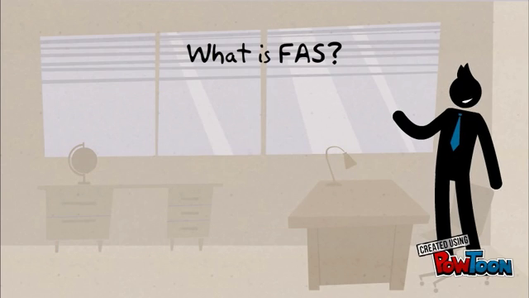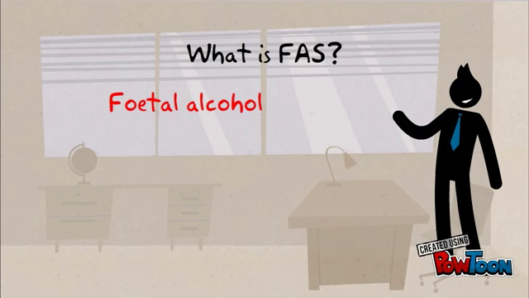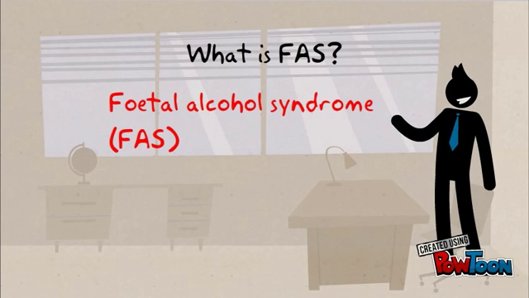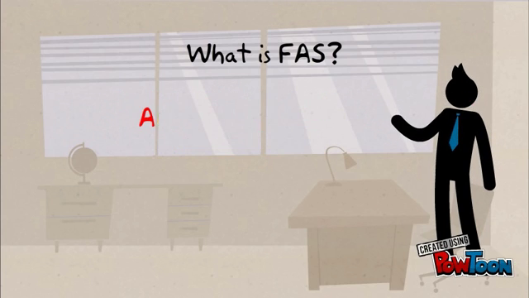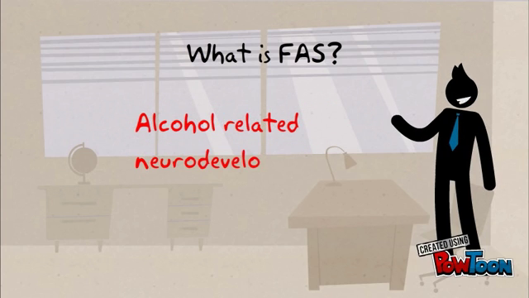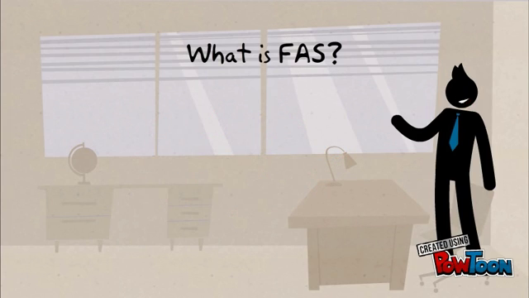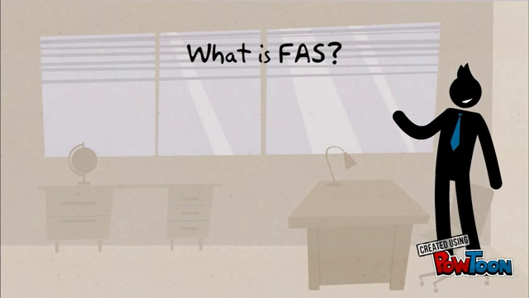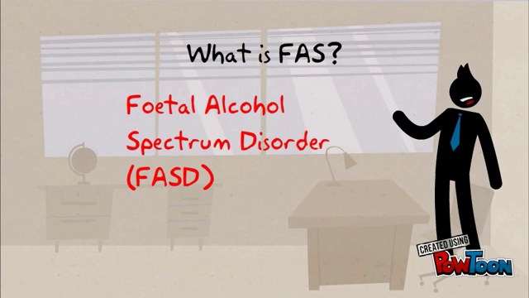In Australia, the medical diagnoses associated with fetal alcohol exposure include fetal alcohol syndrome, FAS, partial fetal alcohol syndrome, PFAS, alcohol-related birth defects, ARBD, and alcohol-related neurodevelopmental disorder, ARND. There is an overarching category called Foetal Alcohol Spectrum Disorder, FASD, which refers to all of these effects as a whole.